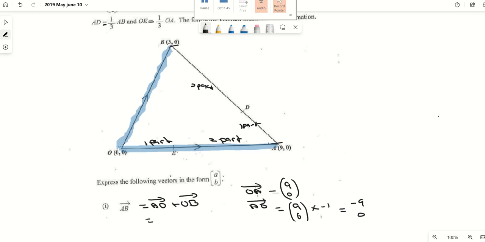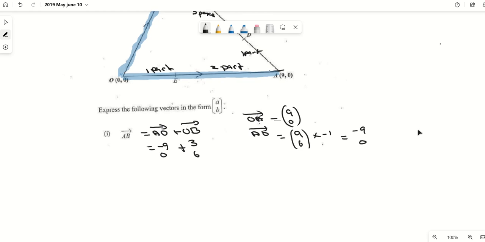So AO is (-9, 0), and OB, we're going in the direction of OB, which is plus (3, 6). So therefore, our result of AB would have been -9 plus 3 and 0 plus 6. -9 plus 3 is -6, and 0 plus 6 is 6. So AB is (-6, 6), and that would be your resultant vector of AB.